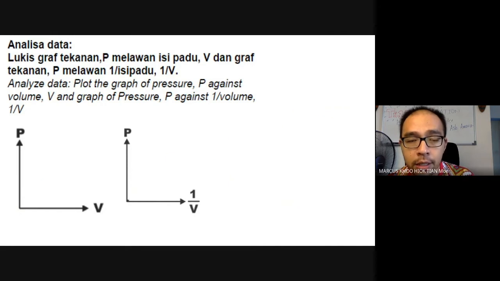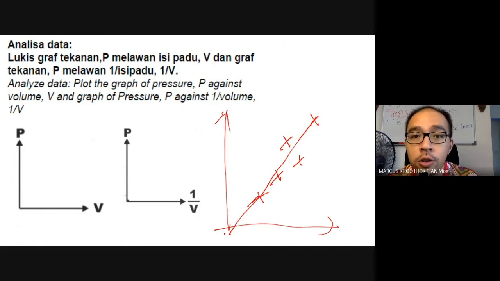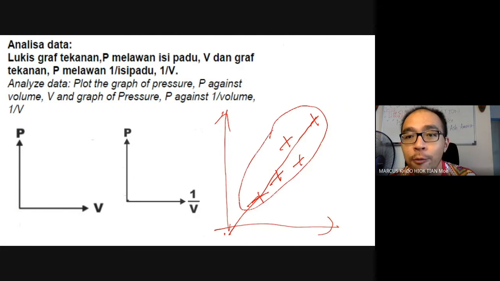But if your points are like this, then you kind of know that it's probably going to be cutting at zero. It's probably going to be a directly proportional graph. So let the points that you plot tell you the pattern, because the pattern will tell you what the graph should be like.